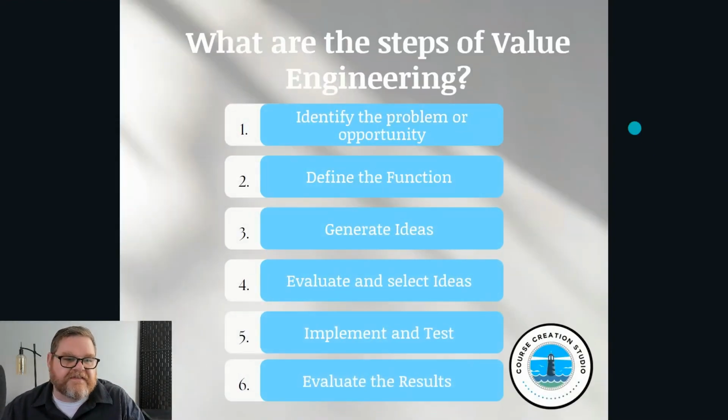So there's 6 steps to value engineering. We're going to briefly go through each step. If you wanted to do this on your own, you would identify the problem or opportunity, define the function, generate ideas, evaluate and choose an idea, implement and test the idea, and then evaluate the results. And it's like a cycle that you would do.